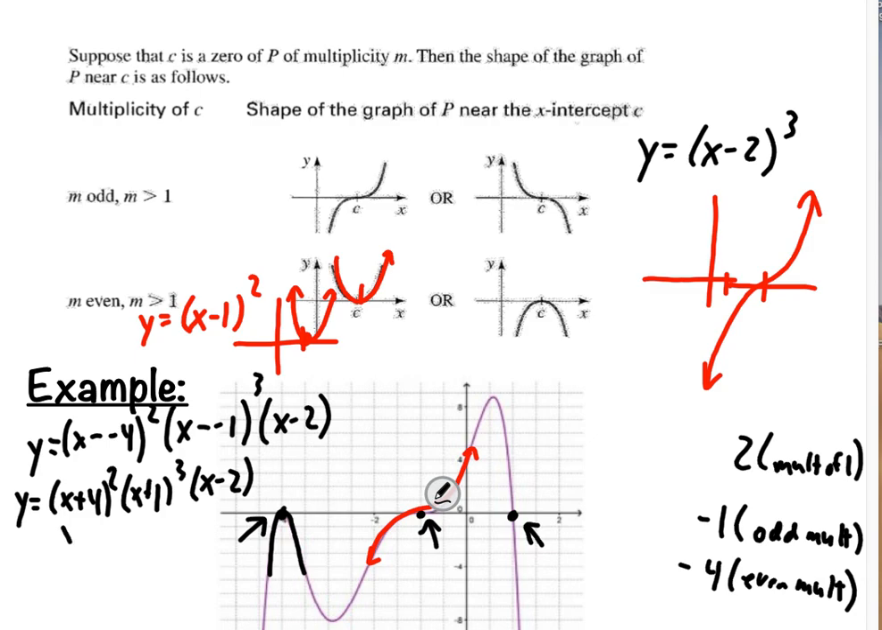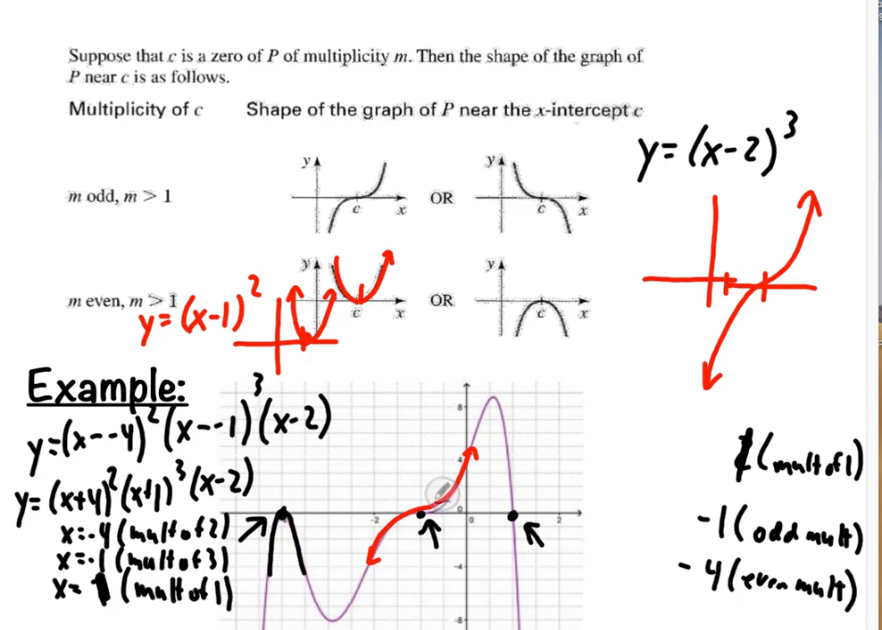So we'd say x equals -4 and has a multiplicity of 2. And we'd say x equals -1. It has a multiplicity of 3. And then x equals 2. Oops, it's a 1. I forgot they were going by 2's there. You probably caught that. And if you want to say it has a multiplicity of 1, you can do that. Multiplicity of 1.